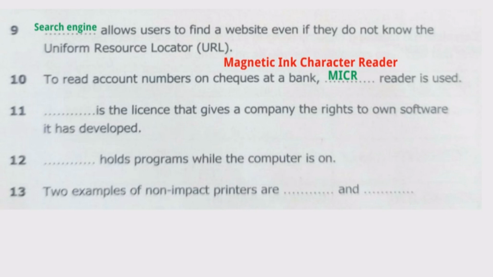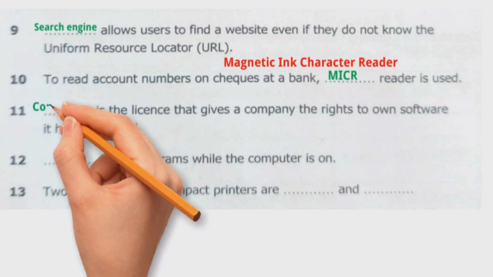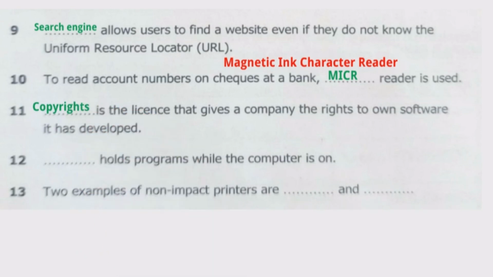Okay, we come to question 11. Dash is the license that gives a company the rights to own software it has developed. So the correct answer for question 11 is copyright. Copyright is the license that gives a company the right to own software it has developed.